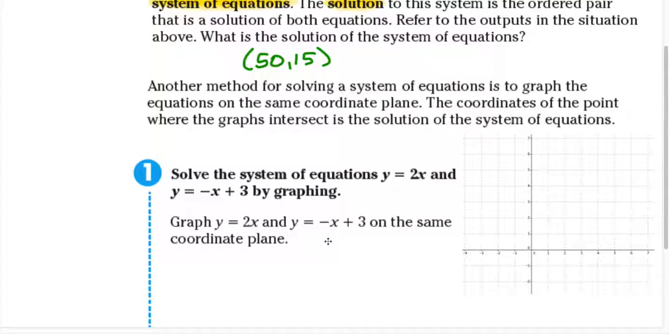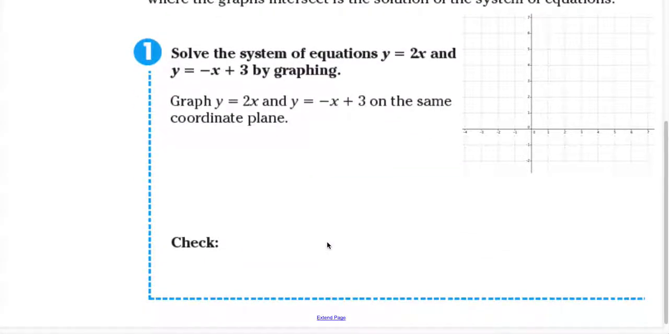Let's first graph y equals 2x. Remember our methods for graphing. You can use the table method, the intercept method, or the slope-intercept method for graphing an equation. Let's use the slope-intercept method from the last lesson. So to graph this, let's first graph y equals 2x, and let's use the method y equals mx plus b.